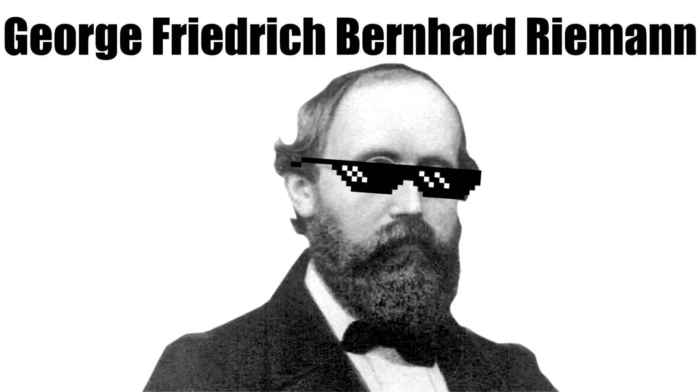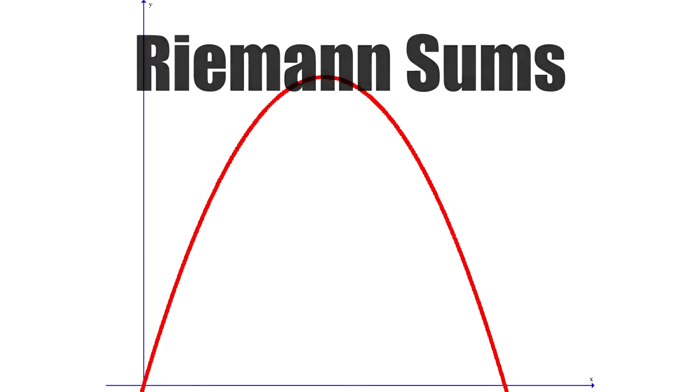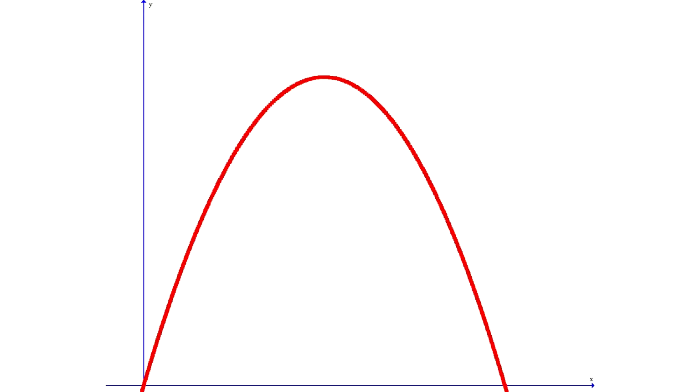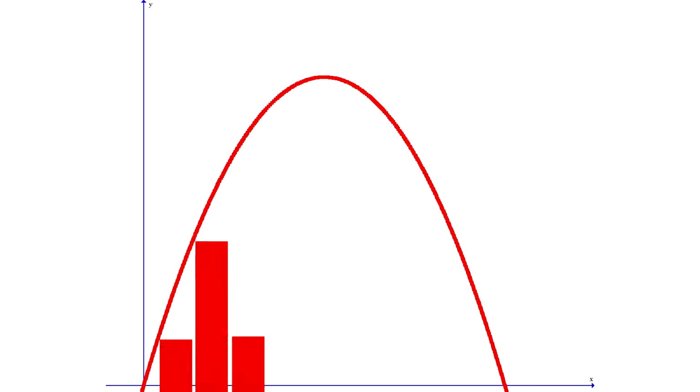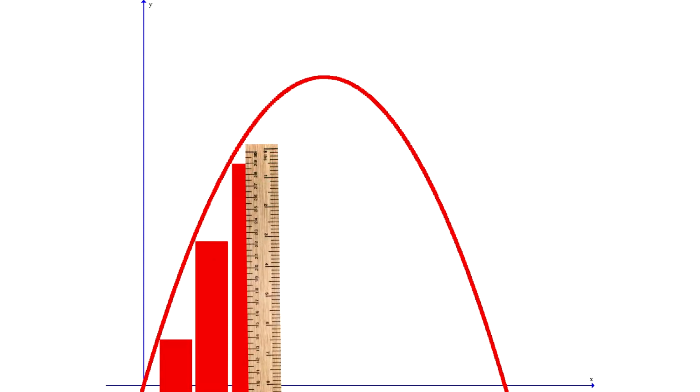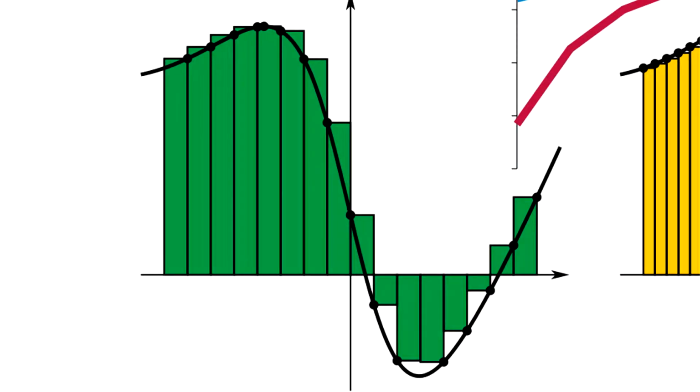But I don't care because this cool dude called George Frederick Bernhard Riemann created this sick process called Riemann sums. This operation requires the person doing the equation to segment their graph into rectangles and find the area of each one. The styles you could choose between are right, left, maximum, or minimum.